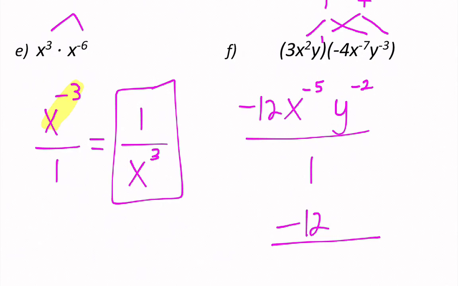Then I look at my x. I see x does have a negative exponent, warning me this x does not belong up here. So I'm going to move it to the bottom where it belongs and change that negative 5 to a positive 5. Finally, I look at my y, and I see it also has a negative exponent warning me, hey, I don't belong up here. So y also moves to the bottom, and that negative 2 becomes a positive 2.